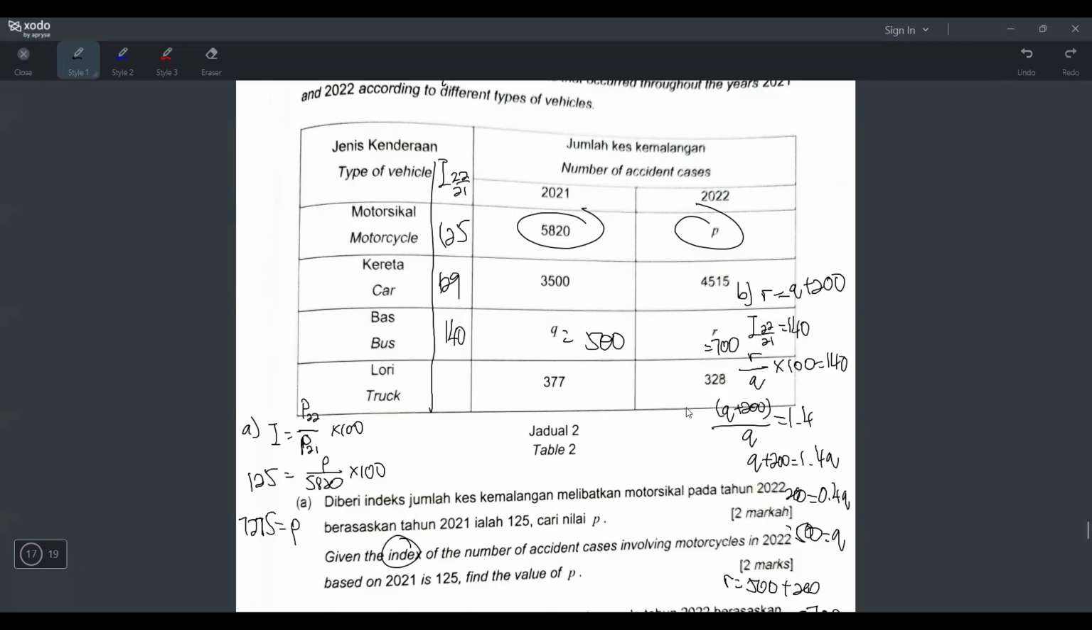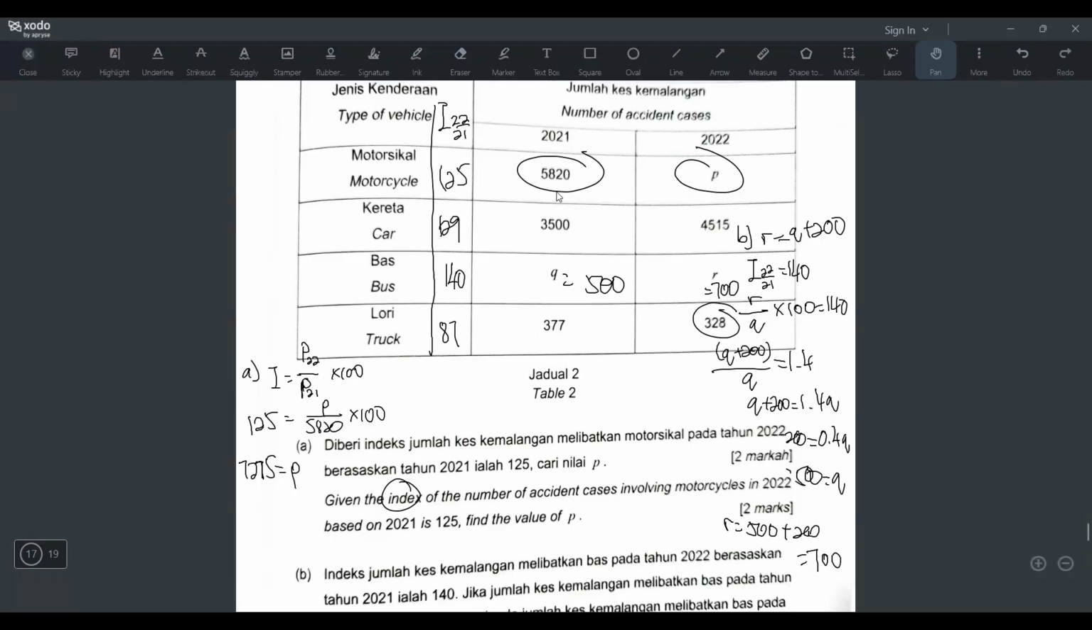Okay, the next one is 328 divide 377 times 100. My calculator gives me 87.00. Okay, just 87, because it's like 0.00, right? So remember to take the number in the new year divide the number in the old year, not the other way. This is all the I, so now we can times with the weightage.